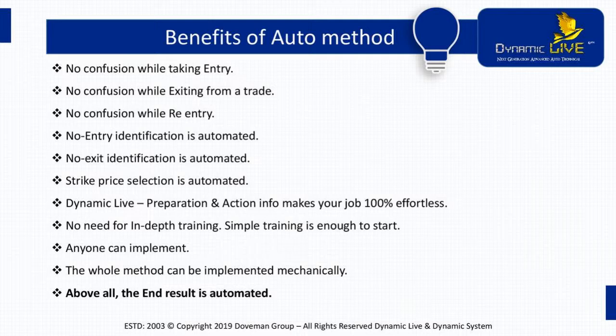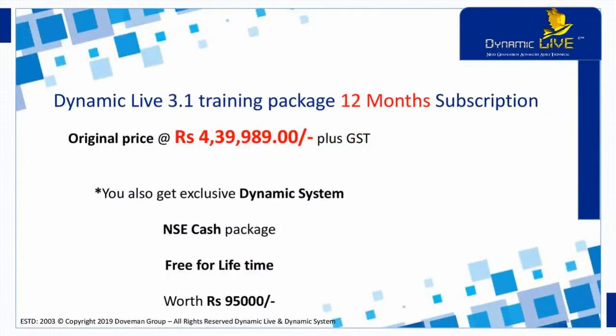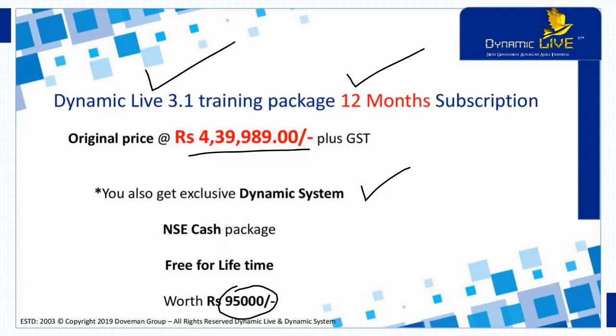But before I show you the investment that you are supposed to make, let me tell you one thing. You're not going to invest some big money. You're going to invest a very small fraction of the profits that you're going to earn here. So what is that fraction of the profit that you're going to invest here? Let us have a look. The first thing, it was originally designed for a 12-month subscription plan. The original price here was 4,39,000 rupees plus GST, wherein you get dynamic live for one entire year, and you also get 95,000 rupees worth of dynamic system free for lifetime.